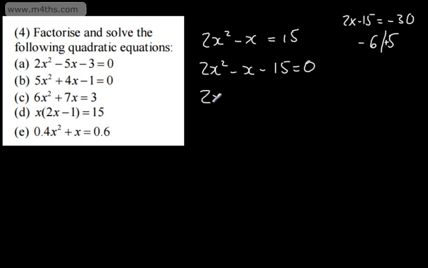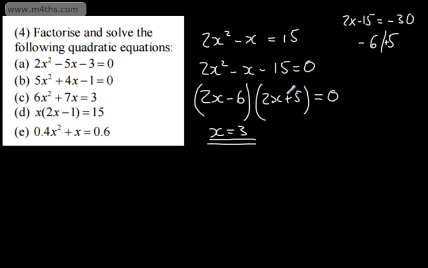So we'll have now 2x minus 6, and then we will have now 2x plus 5, and that's equal to 0. If we solve this factor, either this one is 0 or this one is 0. If that one is 0, then 2x minus 6 is equal to 0, x is 3. If this one is 0, 2x plus 5 is equal to 0, 2x is negative 5, x is equal to negative 5 over 2. Two solutions, job done. Right, let's look at this one just here.